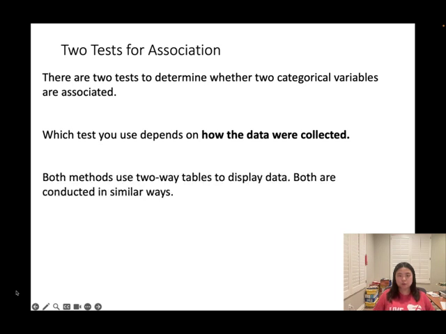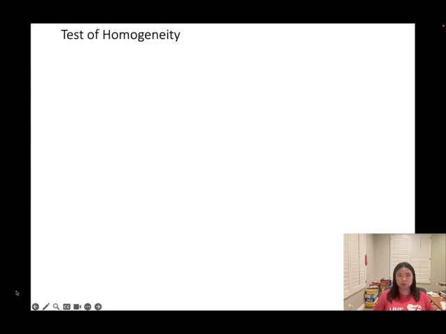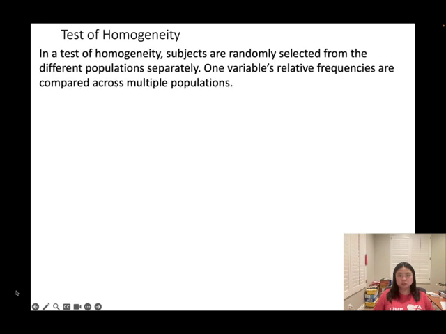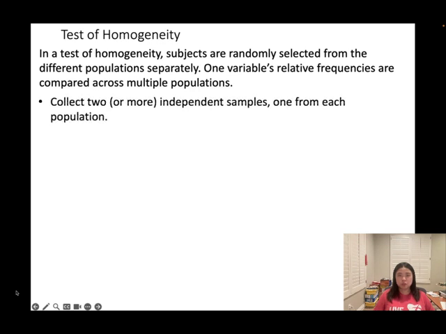Both methods use a two-way table to display data. Two-way table means the contingency table. We talked about it in session 10.2. The first test we call the test of homogeneity. In a test of homogeneity, subjects are randomly selected from the different populations separately. One variable's relative frequencies are compared across multiple populations.